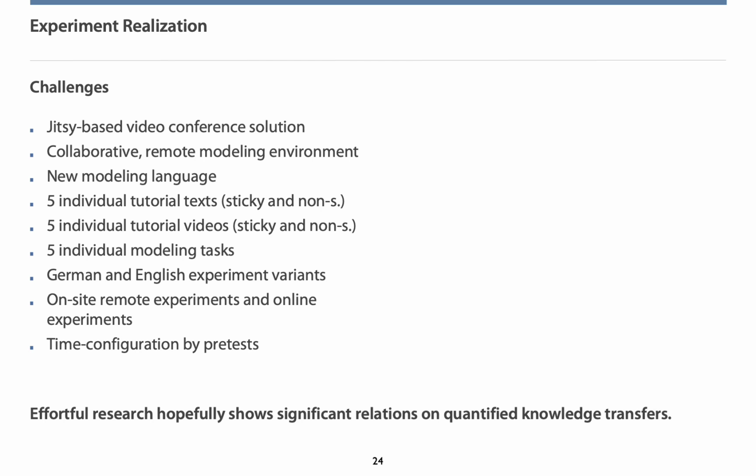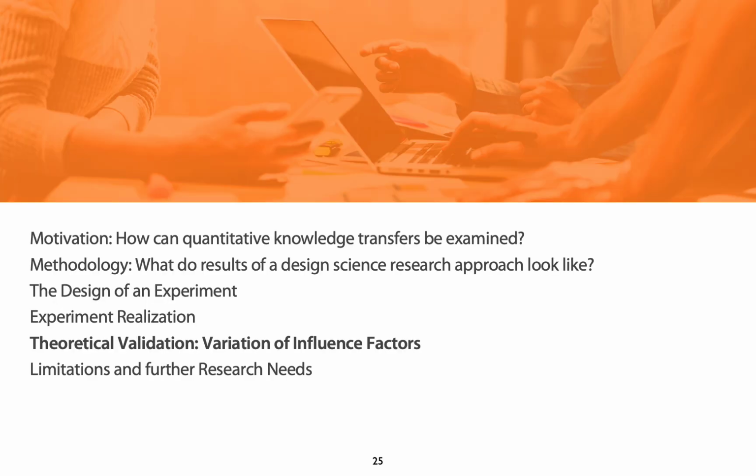We have realized a pretest and we have considered feedback given by test persons. The final time configuration of the experiment has been based on the time required by test persons of the pretest. Since we know how long the one or other test person has needed to carry out a certain task, we were able to specify time pressure by providing more or less time. In the sense of a validation, we can test on the variation of influence factors.